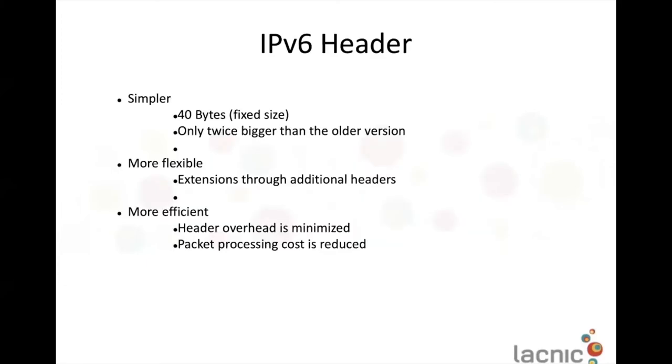Okay. Now let's move to IPv6. It is a simpler header, much simpler than IPv4. Why? Because it is a fixed size. It is always 40 bytes. In IPv4, the header can have different sizes. It is only twice as big as the older version. Actually, sometimes it can be smaller. It is more flexible because it is able to manage extension headers. And of course, it's far more efficient than IPv4.